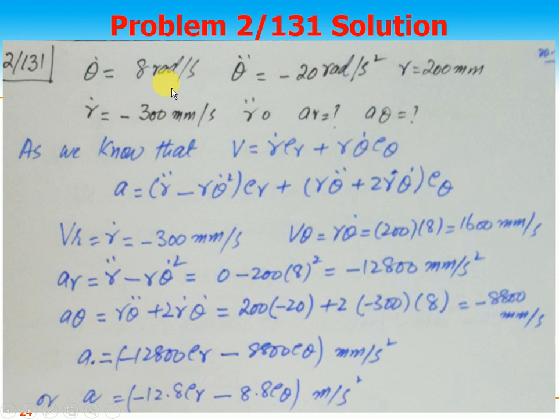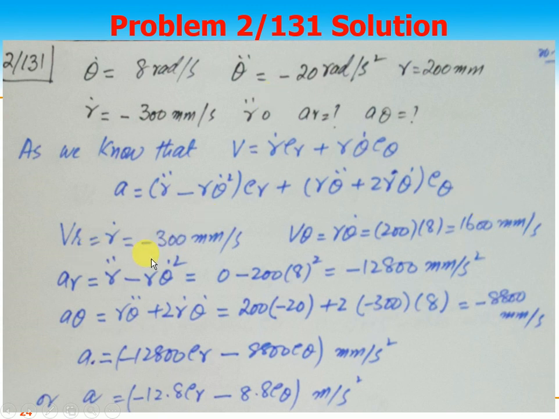As we know, theta dot is equal to 8 radian per second, theta double dot is minus 20 radian per second square. It is given to you. So therefore r is equal to 200 millimeter, r dot is minus 300 millimeter per second, r double dot is 0, which is given. We need to find a_r and a_theta. As we know, v is equal to r dot e_r plus r theta dot e_theta, and the acceleration is (r double dot minus r theta dot square) e_r plus (r theta double dot plus 2 r dot theta dot) e_theta, that we have derived in the previous lecture.